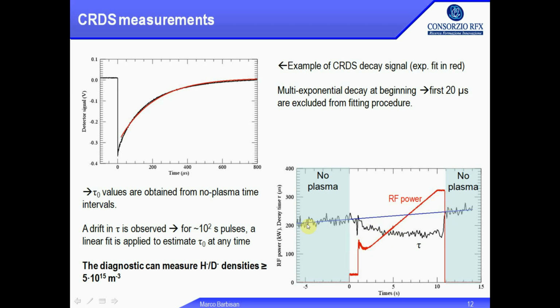Also, you can see that the measurements of tau have some fluctuations, and these limit the minimum value which can be measured by the diagnostic. The limit for the diagnostic in SPIDER is 5 times 10^15 negative ions per cubic meter, which is perfectly sufficient in any case to study the behavior of the plasma and of negative ion production, even without cesium.